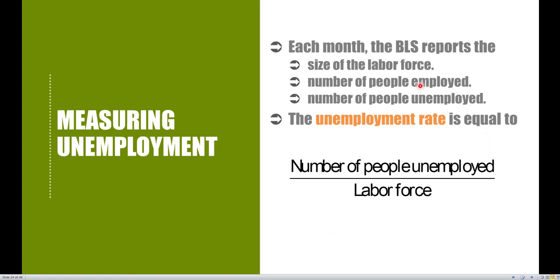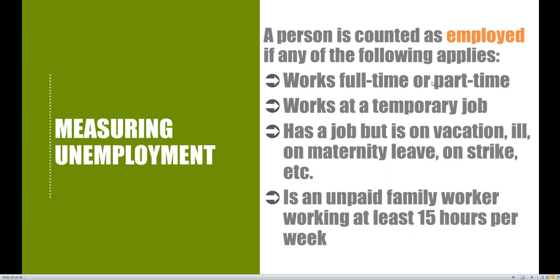First of all, let's focus on the people that are considered to be employed. A person is counted as employed if they fit any of the following categories. You're going to notice that these are pretty loose definitions, so it wouldn't be surprising if the vast majority of you watching this video are considered employed. Number one, you work a full-time or part-time job. Either category, you are counted as employed according to the statistics.